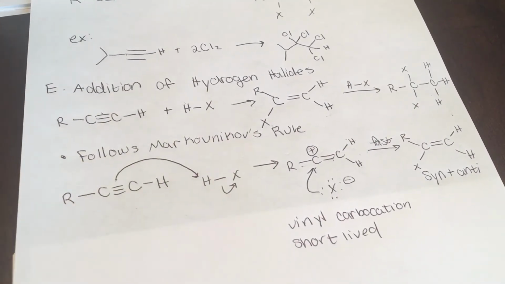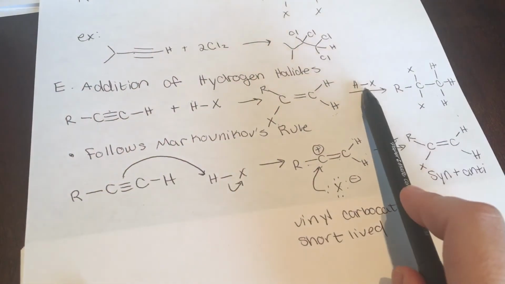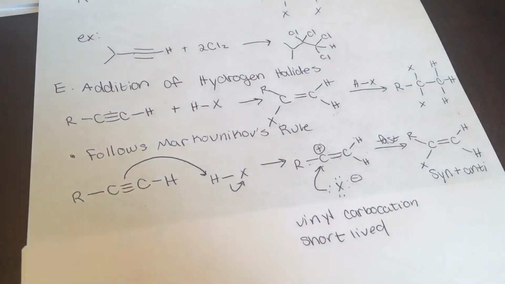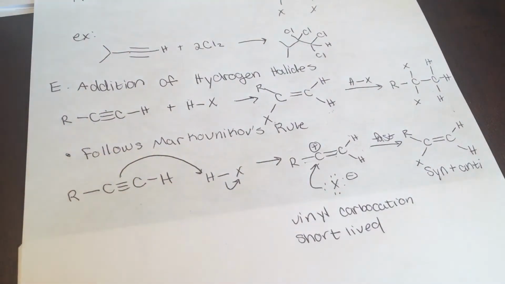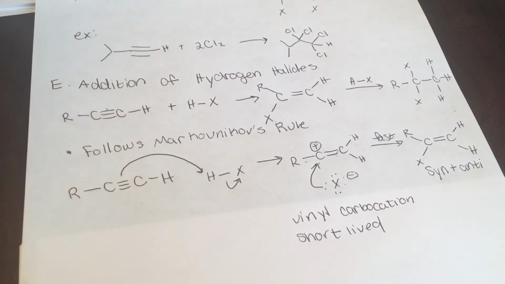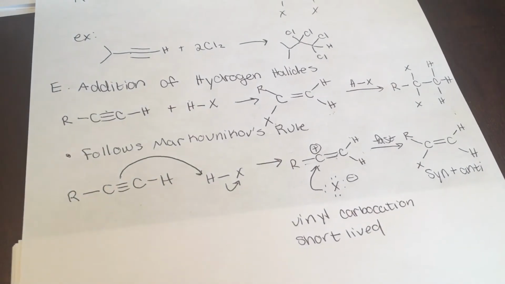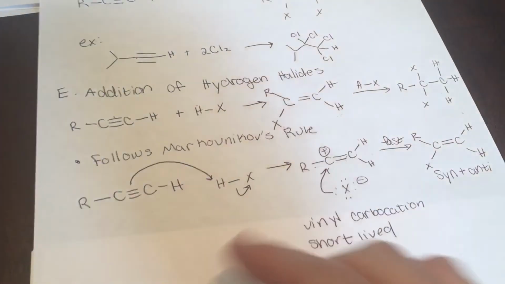Next, again, it's the same mechanism as before if you add the second equivalent of HBr, or your hydrogen halide. Same mechanism as you did with double bonds. You guys already know that, I don't have to go through it again. Next we're going to do hydration of alkynes.